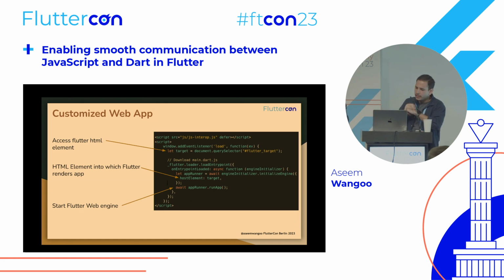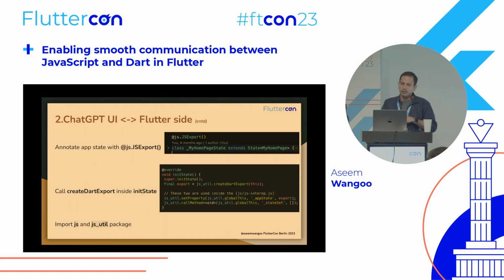Second, we need to basically embed that HTML thing, which is the ChatGPT UI, into our Flutter web project, which was on the left-hand side on the text controller. So that is done using something called a host element. And that target is basically, in the HTML world, we have those hash div IDs, so this is basically a div ID, nothing else. And yes, we start that Flutter web engine using the runApp.